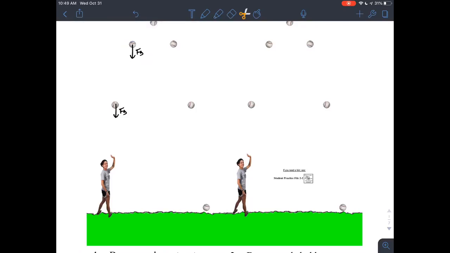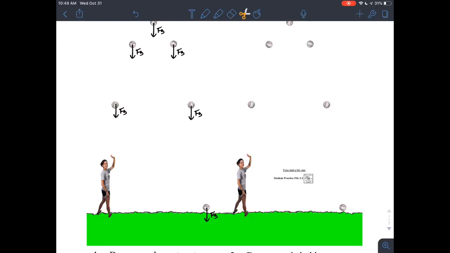Again, that's a carryover from our last unit. Doesn't matter where we are in this trajectory. The acceleration of gravity is always 9.8 meters per second squared, and the force vector for weight is always pointing down and the same magnitude because it does not change.